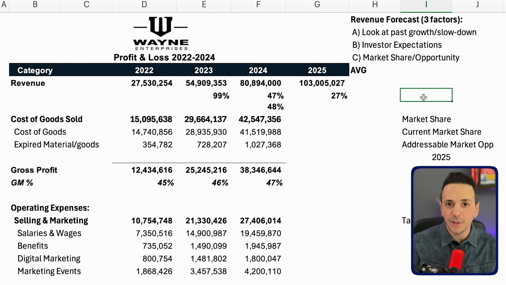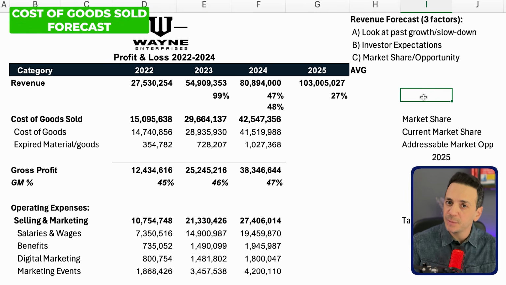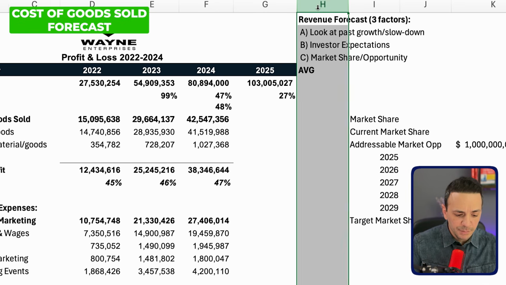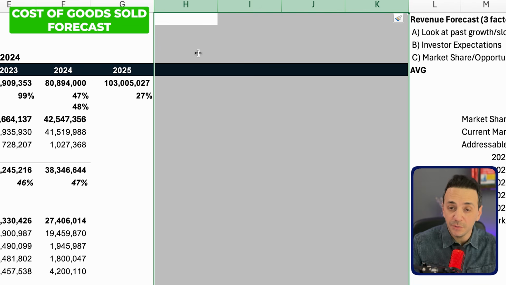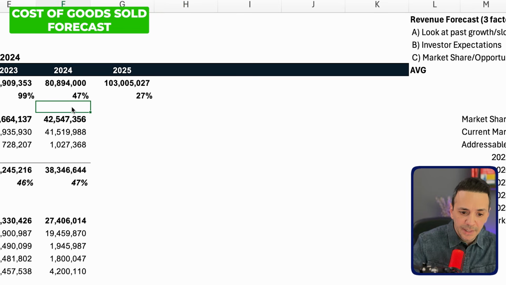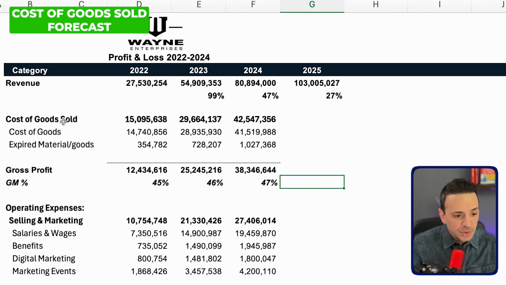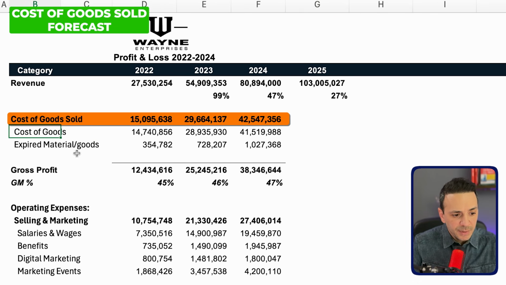Now we'll go ahead and forecast cost of goods sold and operating expenses based on a percentage of revenue. So we'll make some room here for that forecast. And again, this file is available for download in the description below. And we'll go ahead and create our analysis. So for cost of goods sold and operating expenses, we'll check the percentage of that amount from revenue.